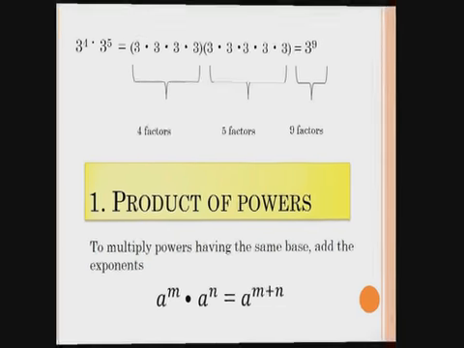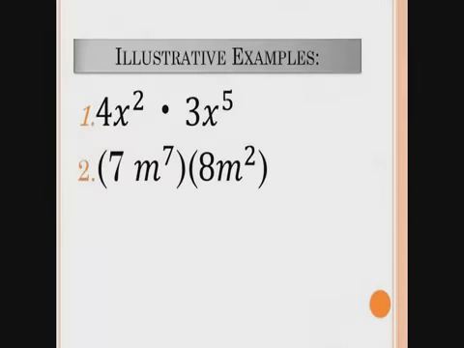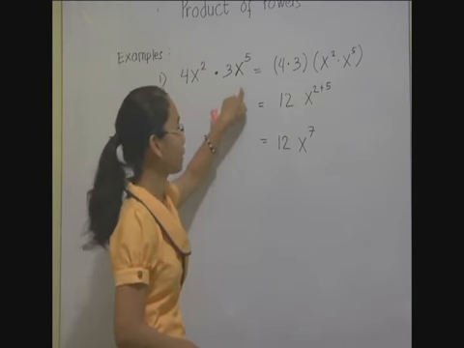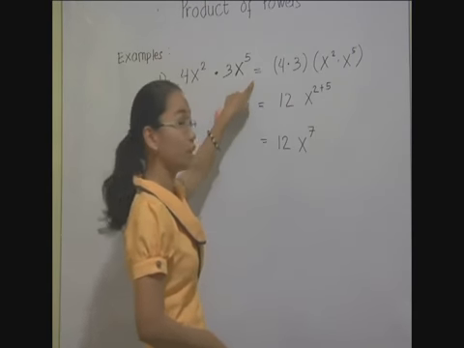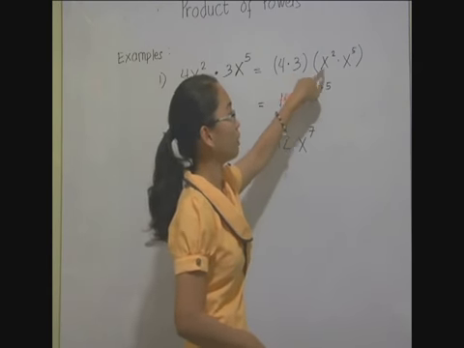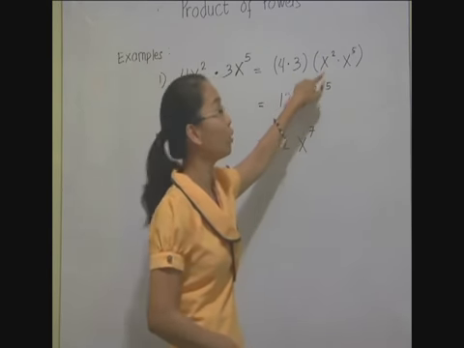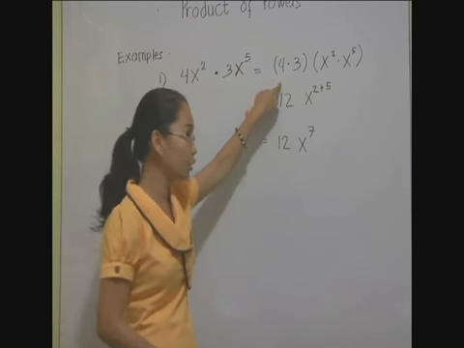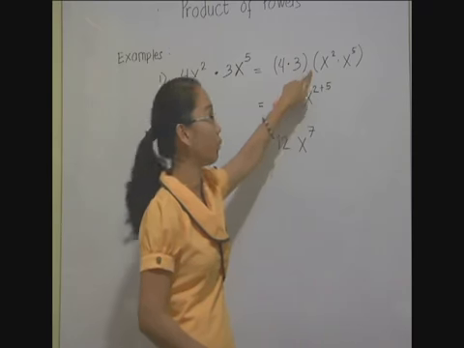Number 1. 4x squared times 3x to the power of 5. Number 2. Quantity of 7m to the power of 7 times quantity of 8m squared. If we have 4x squared times 3x to the power of 5, this is just equal to 4 times 3 times x squared times x to the power of 5. We are going to regroup the numerical coefficients and also the variables that have an exponent.